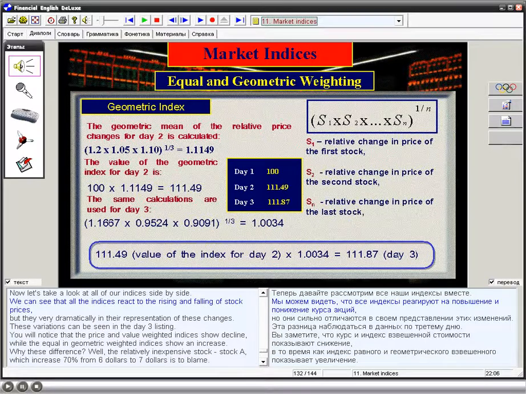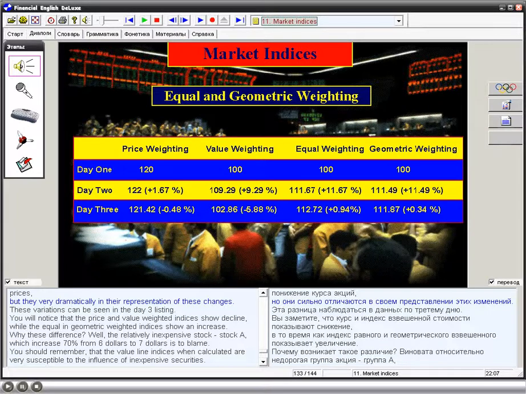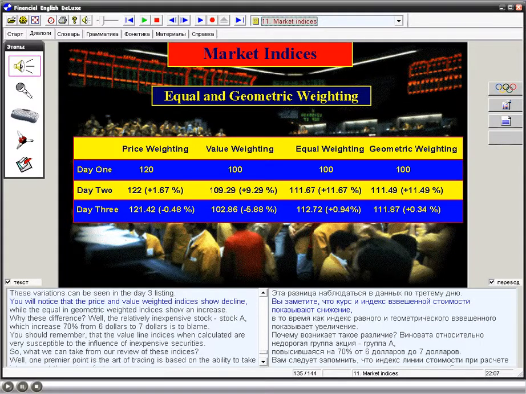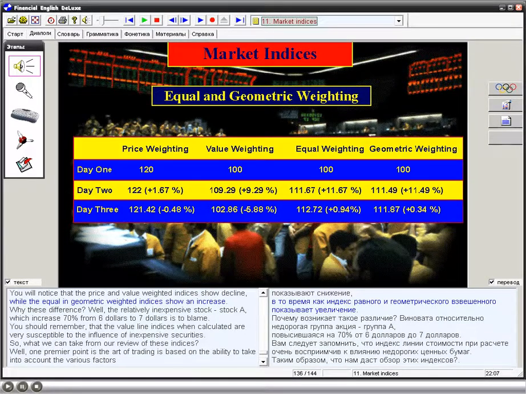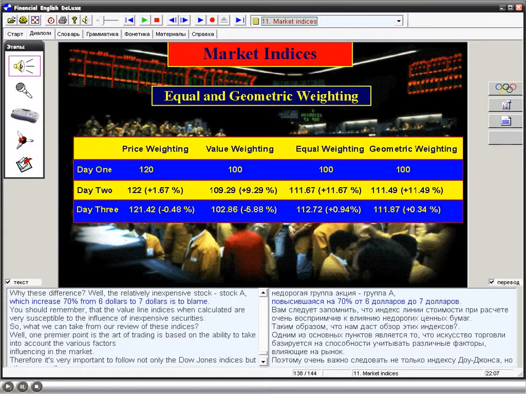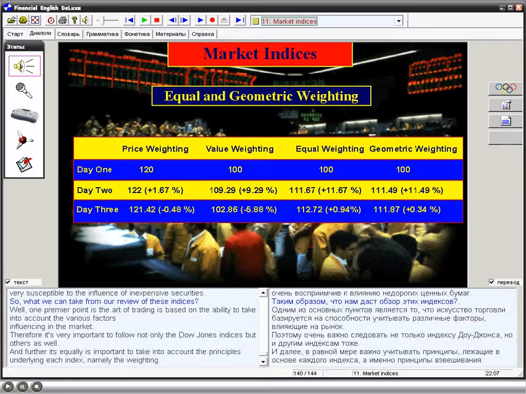Now let's take a look at all of our indices side by side. We can see that all the indices react to the rising and falling of stock prices, but they vary dramatically in their representation of these changes. These variations can be seen in the day 3 listing. You'll notice that the price and value weighted indices show a decline, while the equal and geometric weighted indices show an increase. Why this difference? Well, the relatively inexpensive stock, stock A, which increased 17% from $6 to $7, is to blame. You should remember that the Value Line indices, when calculated, are very susceptible to the influence of inexpensive securities.